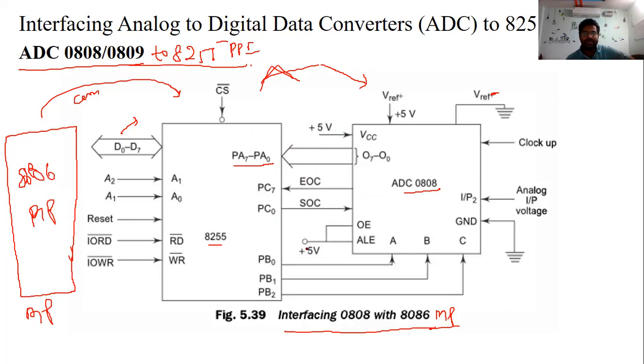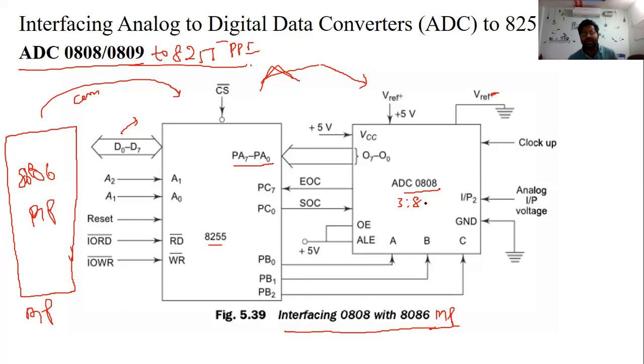Okay, so in this one, address line A, address line B, address line C, nothing but the 3:8 decoder purpose. Address line A, address line B, address line C are given by the port B signals 0, 1 and 2. So this is a diagram to interface.